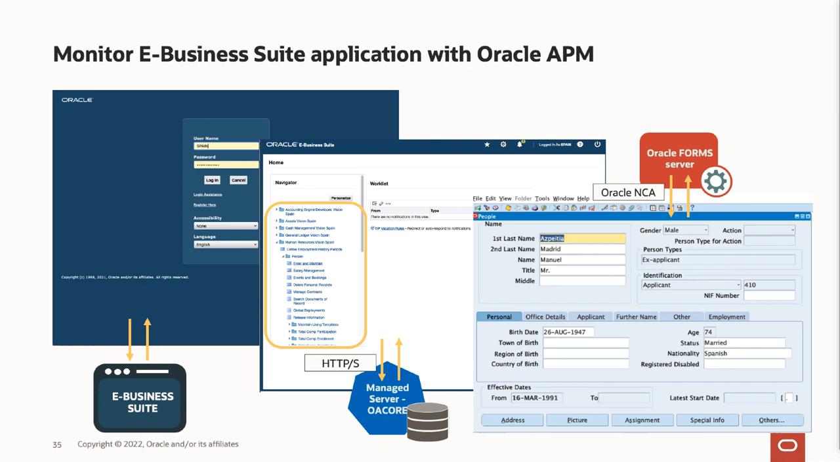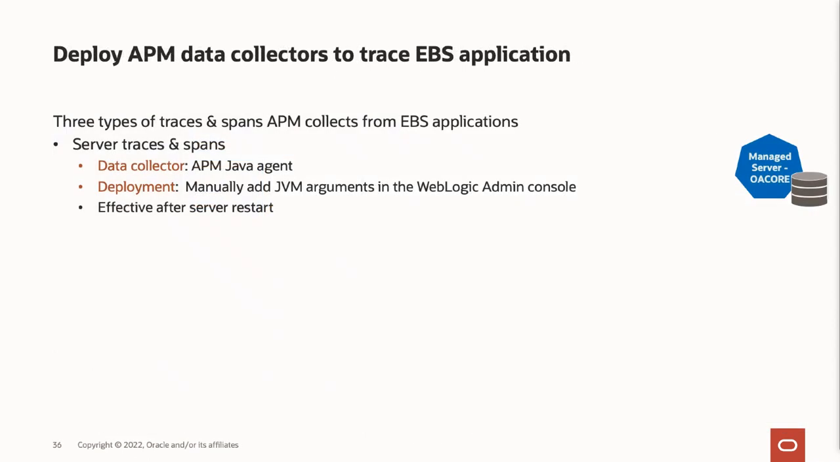In this chapter, I'd like to show you how that can be done and what you would see upon enabling the tracing on the EBS application. To monitor EBS applications with APM, there are three types of traces and spans you will collect from the application, and you'll need to use different data collection options.